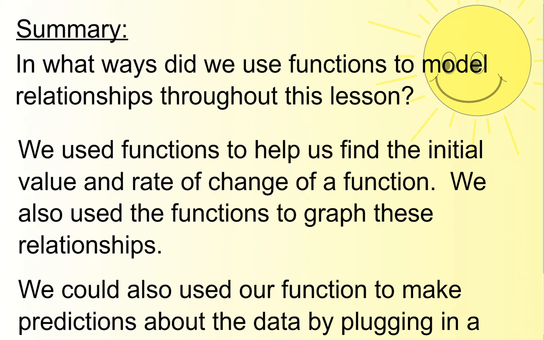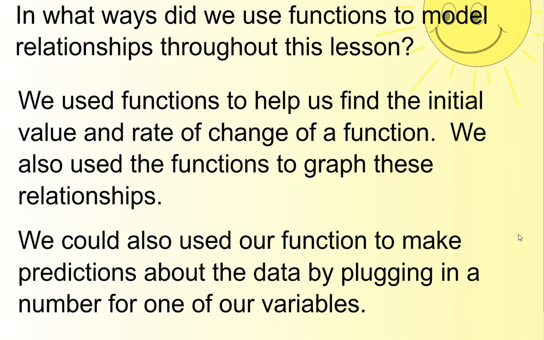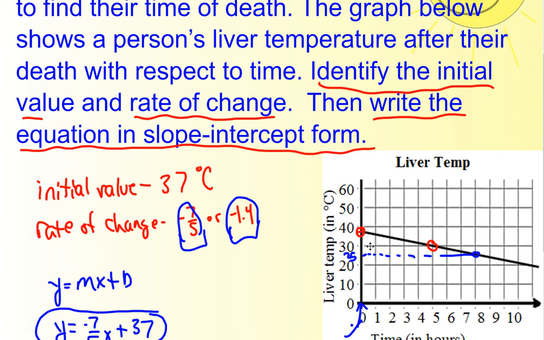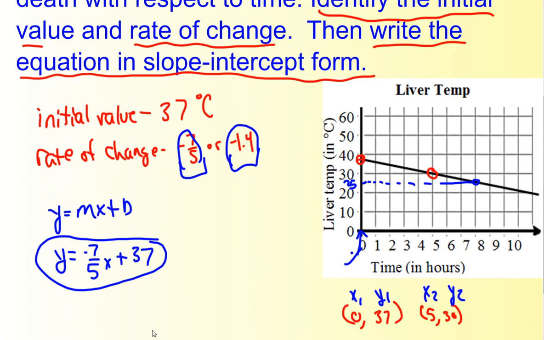Alrighty, so here's what I have. We used functions to help us find the initial value and the rate of change of a function. We also use the functions to graph these relationships. Then down below, we could also use our function to make predictions about the data by plugging in a number for one of our variables. So if we had an equation, like here, this might be an equation that a CSI person would use at a crime scene to figure out the temperature of a body.